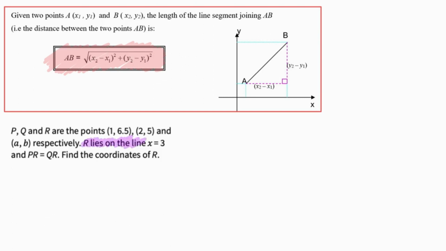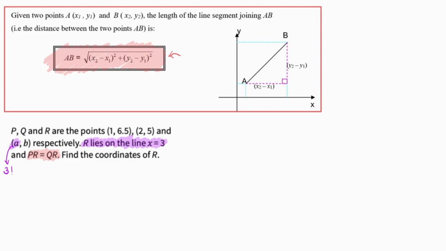R is on this line x equals to 3. This is very important. This means that the x coordinate of R, which is A, is in fact 3. Okay? So this clue tells us that A equals to 3. And with that, we could then apply the formula on top here to find the coordinates of R, which is the missing B down there.